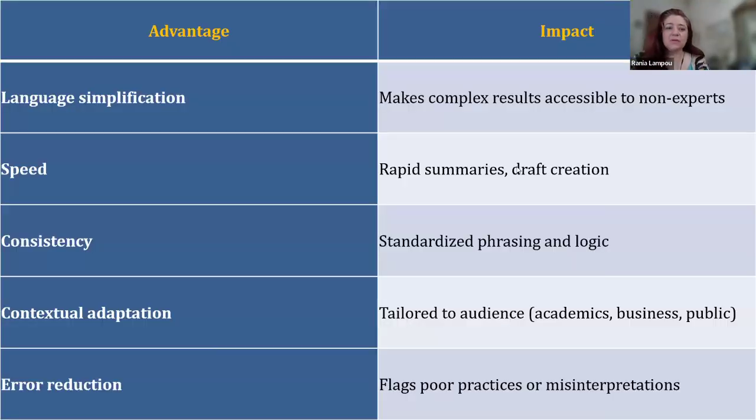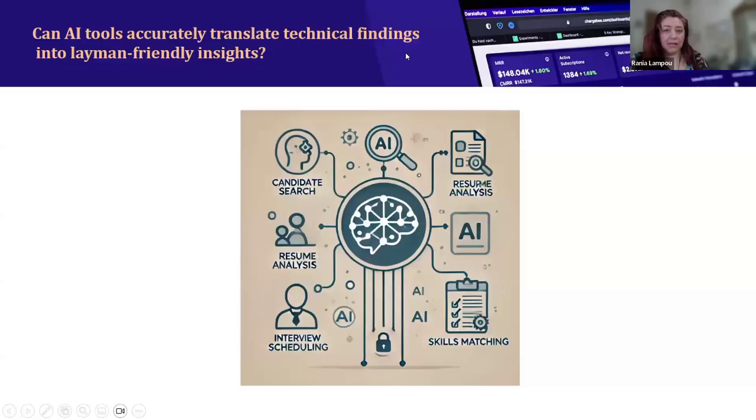The advantages: when we talk about language simplification, this makes complex results accessible to non-experts. In terms of speed, it's about rapid summary creation. In terms of consistency, we have standardized phrasing and logic. In terms of contextual adaptation, this is tailored to the audience. In terms of error reduction, the impact is that AI flags poor practices or misinterpretations. AI tools can accurately translate technical findings into layman-friendly insights.